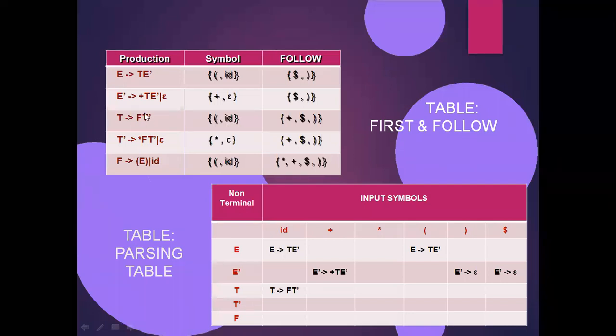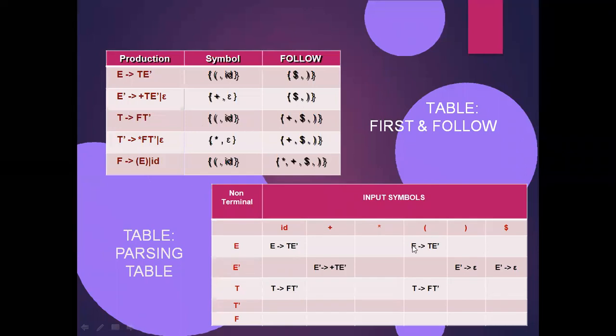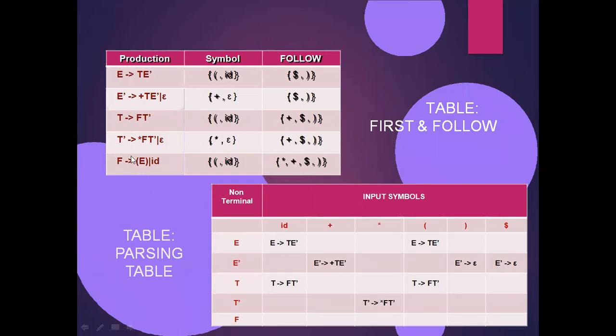See, T also has the first function output open parenthesis, id. So just place this production rule in the place of these two terminals. At id, T tends to F T dash. At open parenthesis, T tends to F T dash. Now again, T dash has an epsilon, so it is nullable. So we need to consider both the first and follow. In the first function, we have the output star. So the star itself has an individual production for T dash: T dash tends to star F T dash. Place the production rule under star.